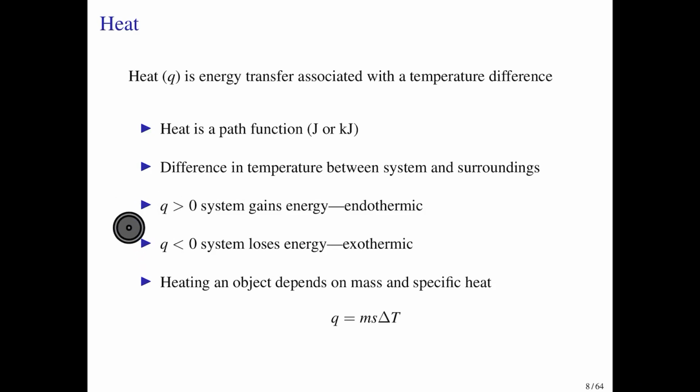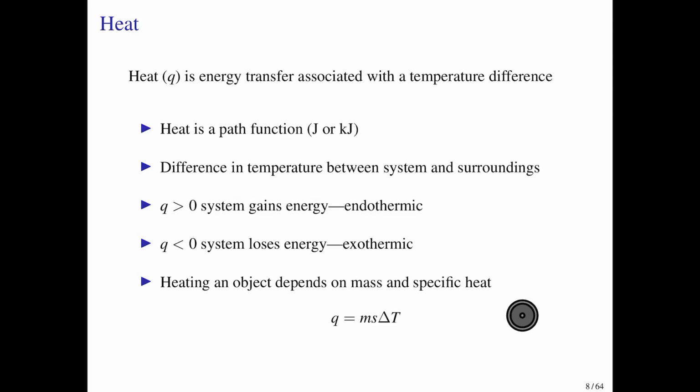Here are the sign conventions for heat. They're similar to those for work. When heat is greater than zero, that means that the system gains energy from the surroundings. We call that an endothermic process. When heat is negative, that means that the system loses energy, and we call that an exothermic process.